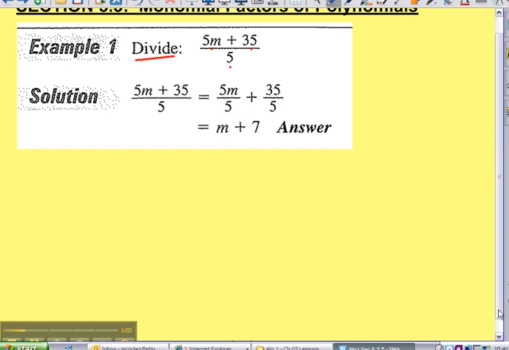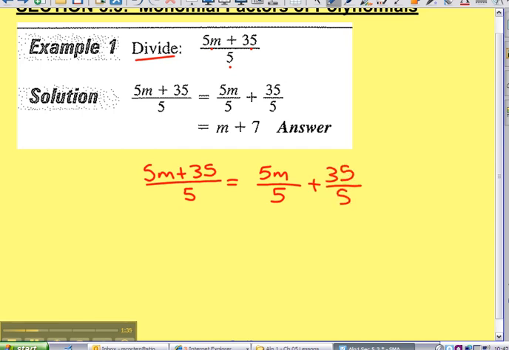5m plus 35 divided by 5. Now, do you see I've got two terms on top? I have a polynomial on top, and a monomial on the bottom. And that's what we've been talking about, monomial factors of polynomials. Do you agree that I can break this into two fractions? 5m divided by 5 plus 35 divided by 5.